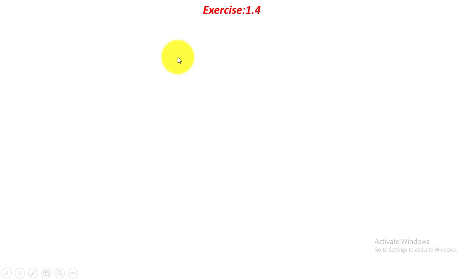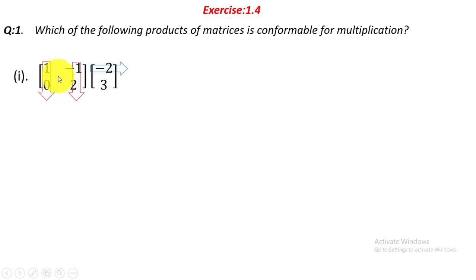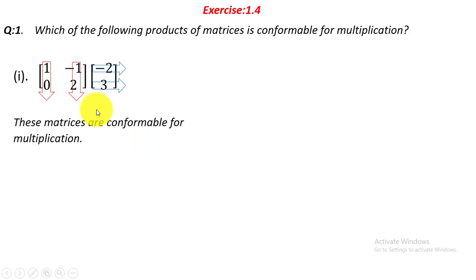Exercise 1.4, first question. Which of the following products of matrices is conformable for multiplication? In the first, the first matrix has two columns and the second matrix has two rows. So these two matrices are conformable for multiplication.